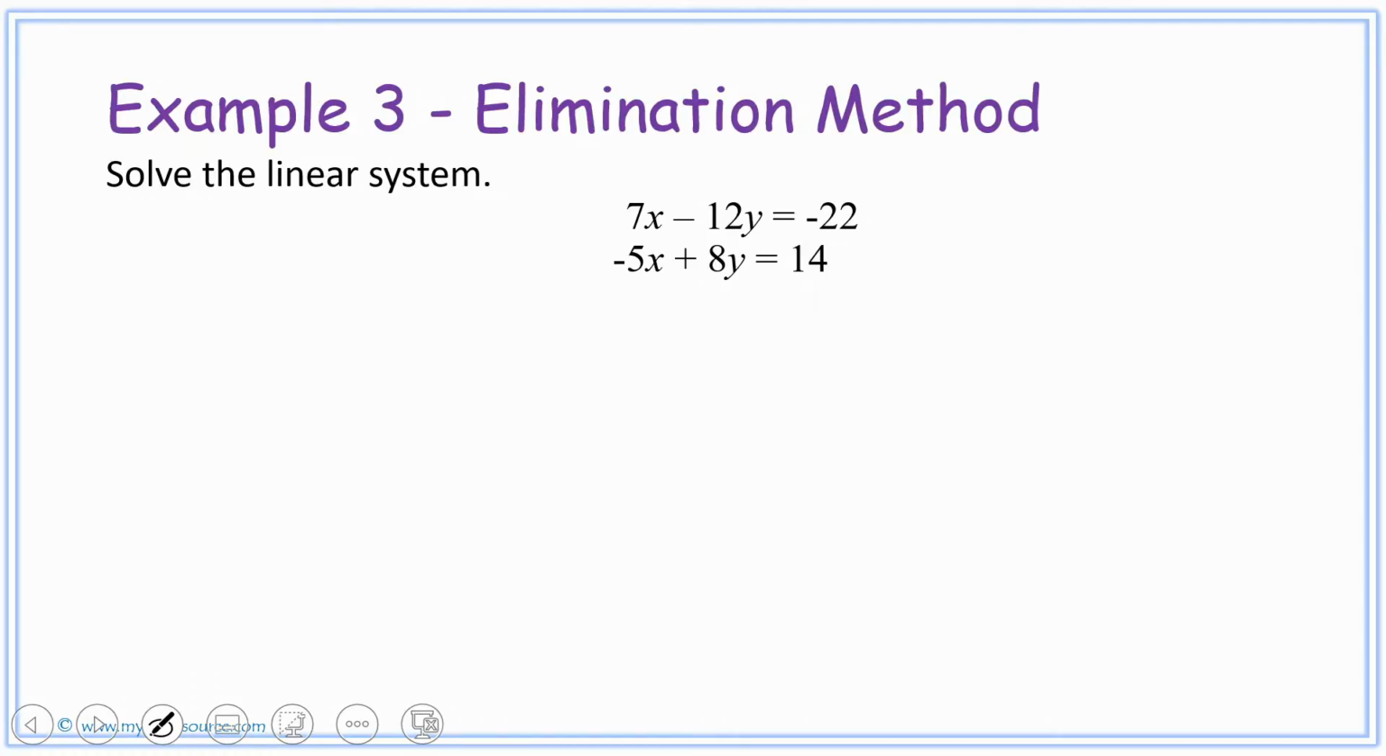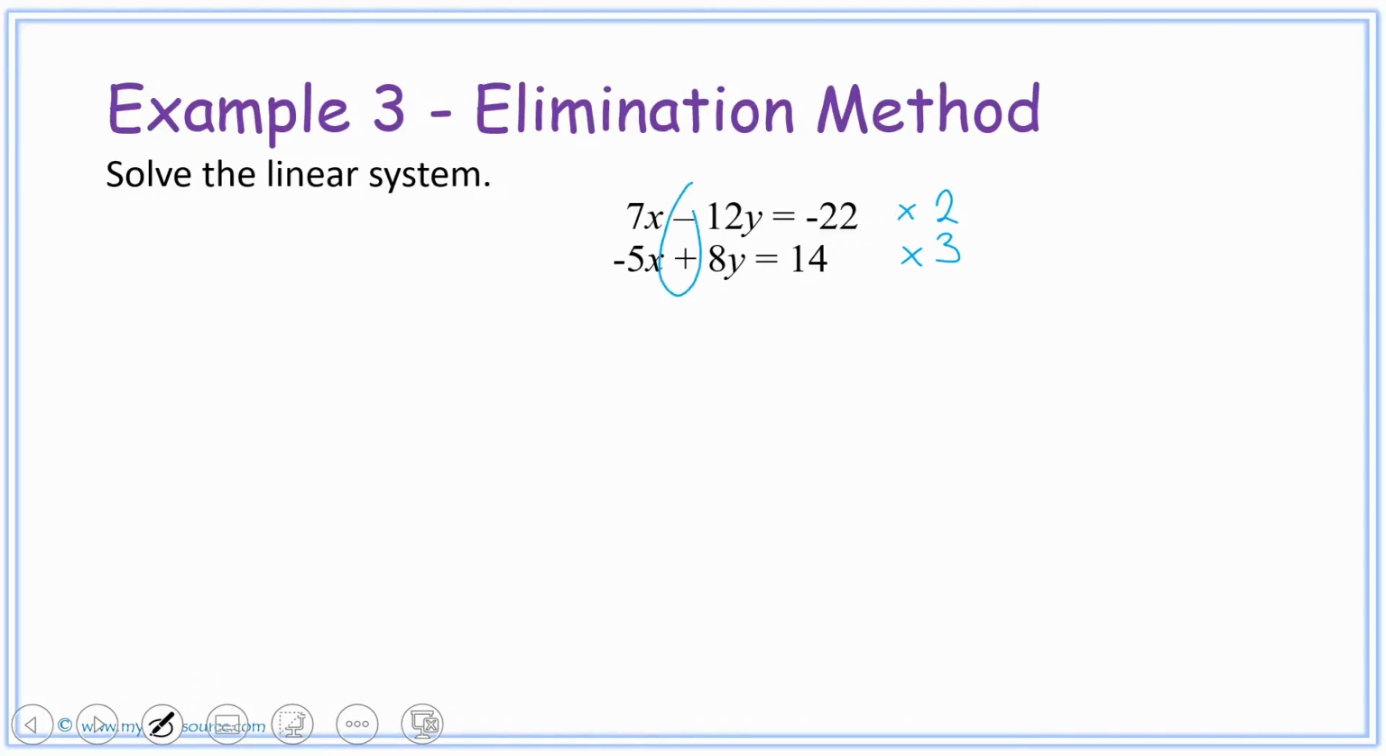So if you look at the 12 and the 8, you see that they both can go into 24. And that means that you can multiply both equations by smaller numbers or smaller values. So if you multiply the top one by 2, and the second one, multiply the whole equation by 3, then the middle terms will be 24.